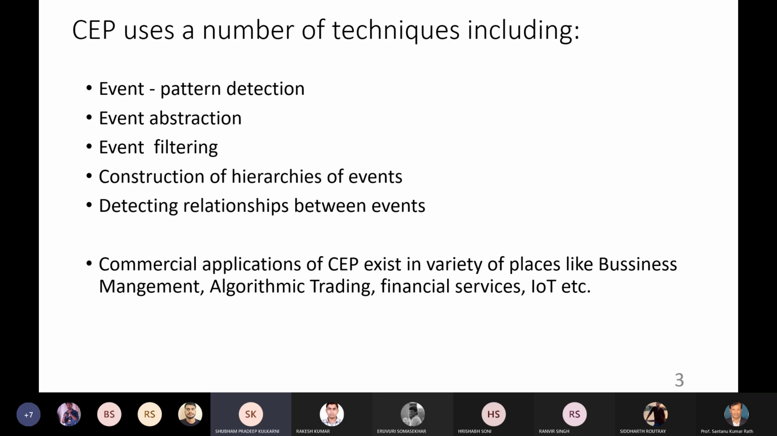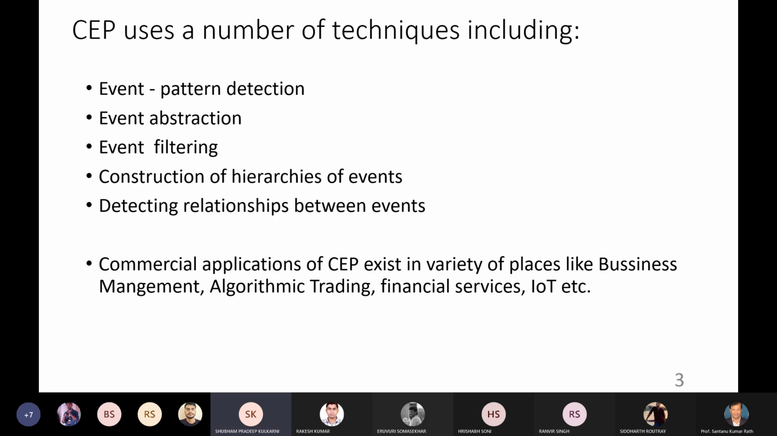So now the second is event abstraction. Event abstraction means we can provide abstractions to events, like when we have a very small number of events taking place, we can convert that into a big event to avoid the complexity of the events. Then we have event filtering. So we can filter the events on various parameters like time and types. Again, we have construction of hierarchies of events.